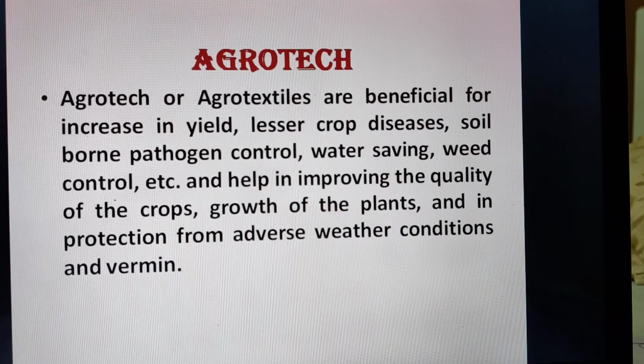AGROTECH or agro-textiles are beneficial for increase in yield, lesser crop diseases, soil-borne pathogen control, water saving, weed control, etc., and help in improving the quality of the crops, growth of the plants, and help in protection from adverse weather conditions and environment.